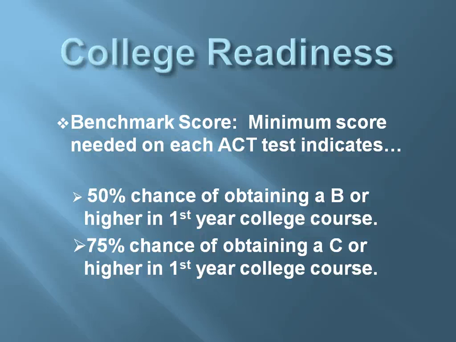What do the college readiness benchmarks tell us? If you are at or above the benchmark at this point in your freshman year, that means that you are on track to be prepared and to be successful once you do get to college. The minimum benchmark score tells us if you are at or above that benchmark, you have a 50% chance or higher of obtaining a B in a first year of a college course in that subject. It also means if you are at or above the benchmark, you have a 75% chance of obtaining a C or higher in a first year college course for that subject.